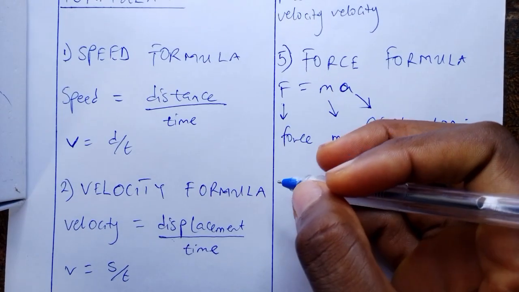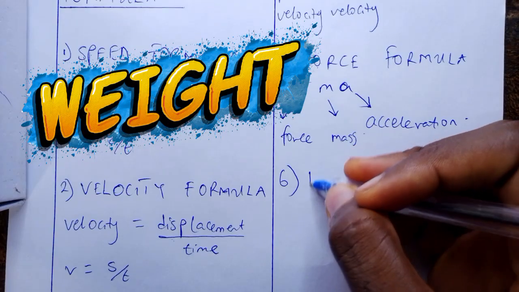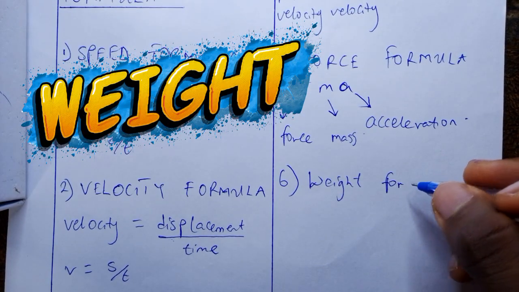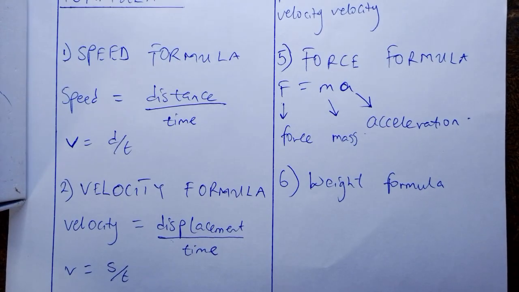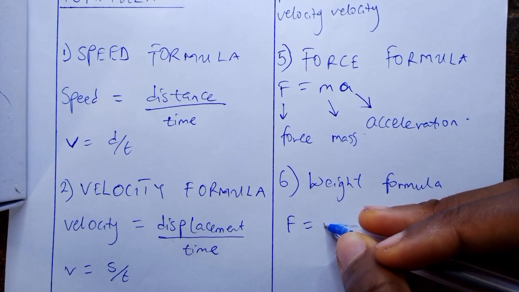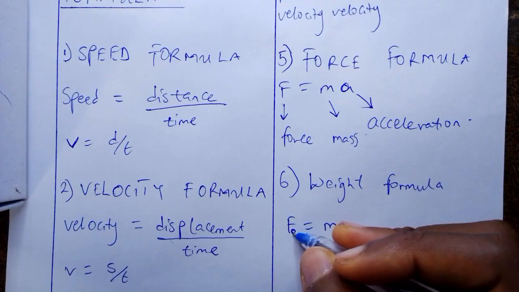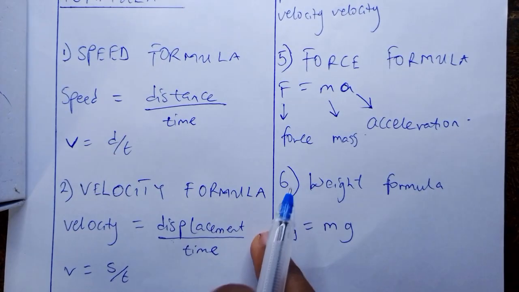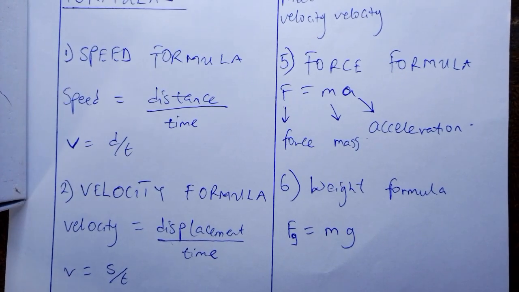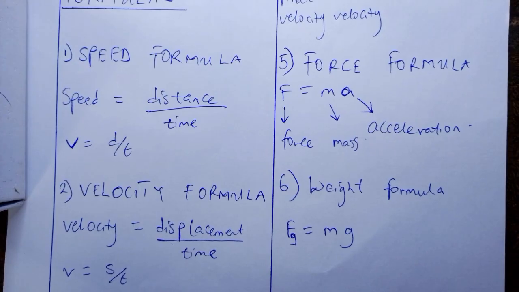Let's continue. Formula 6, weight formula. Weight formula is F equals mass times gravity, where F stands for the weight, or better say F subscript G, so you can differentiate between this and the other one. F subscript G stands for the weight, M stands for mass, and G stands for gravity. It is used to calculate the weight of an object.